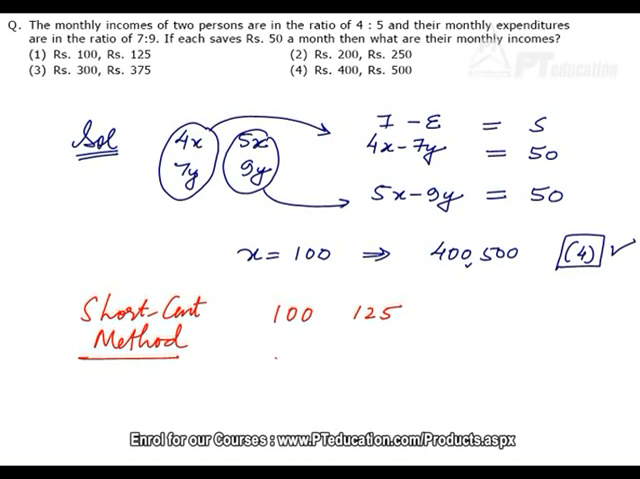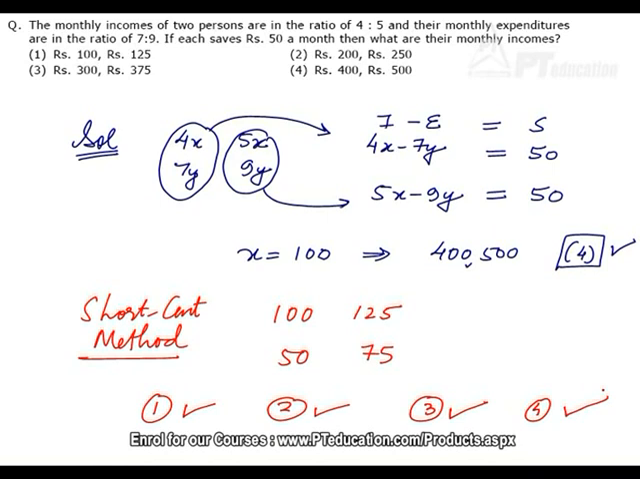If each saves 50, then what are their monthly incomes? Start with option number 1, 100 and 125. Each is saving 50 rupees a month and the incomes are 100 and 125. So if we are saving 50, what are our expenses? 50 and 75. You don't even need to do all this. Just see that the monthly income should be in the ratio 4:5 first. Option 1. Are the monthly incomes in the ratio 4:5? Yes, so option 1 may be right.